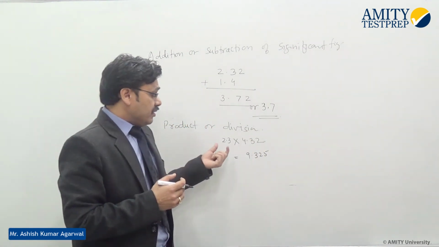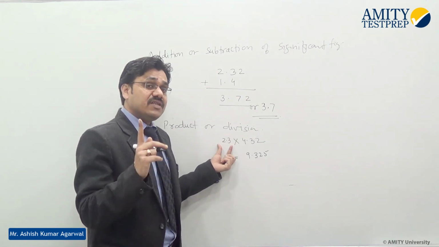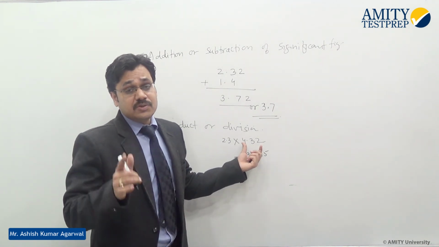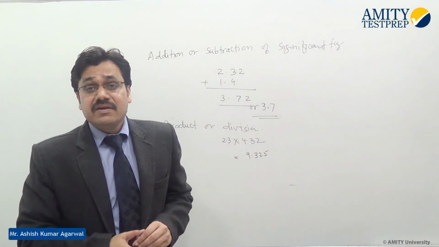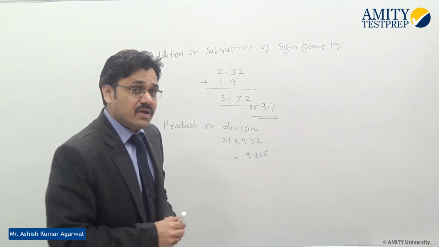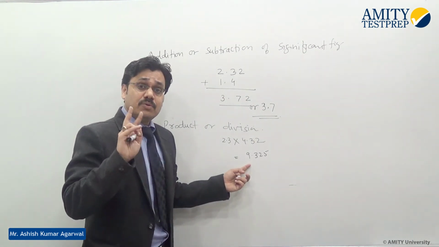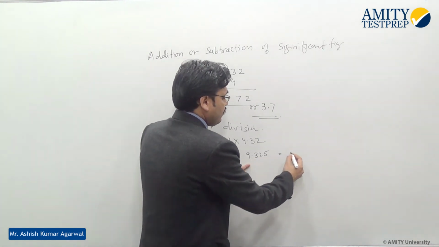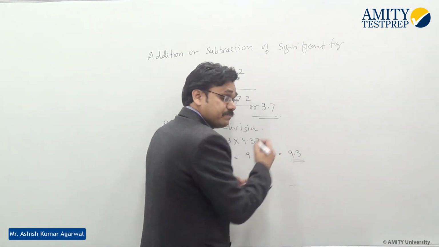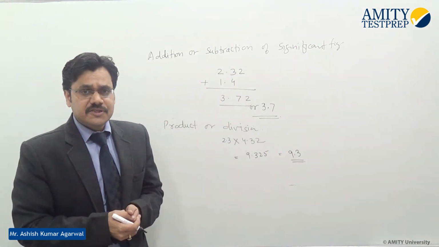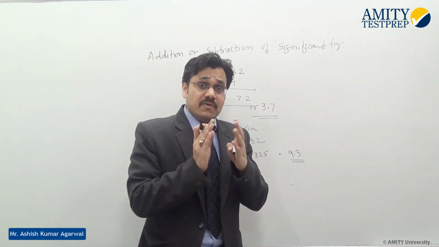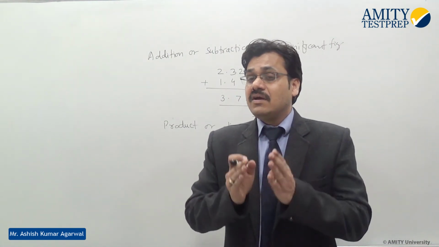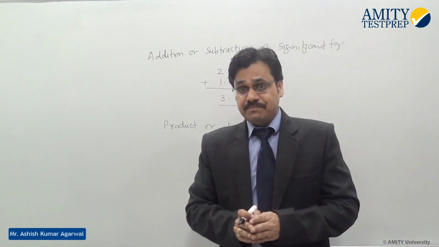Clearly, there are two significant figures in the first number and three in the second, so the result should have the least number of significant figures. So I have to round this number to only two significant figures. Our final answer for this multiplication will be 9.3. This is a rough calculation. So in significant figures, you have to consider the minimum number of significant figures in the digits. Thank you.